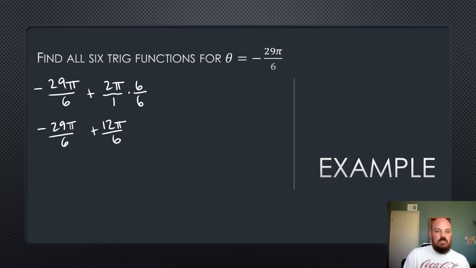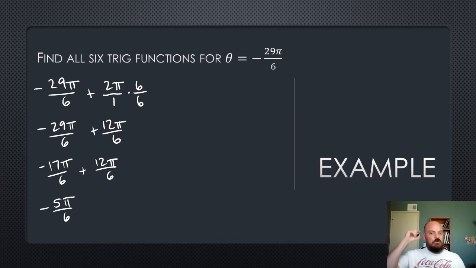So if I do it once, I would have -17 pi over 6. I still don't like it. Let's do it again. I would have negative 5 pi over 6. That's okay, but I'd rather it not be negative. I could work with that, but I don't want to. So I'm going to do it one more time.